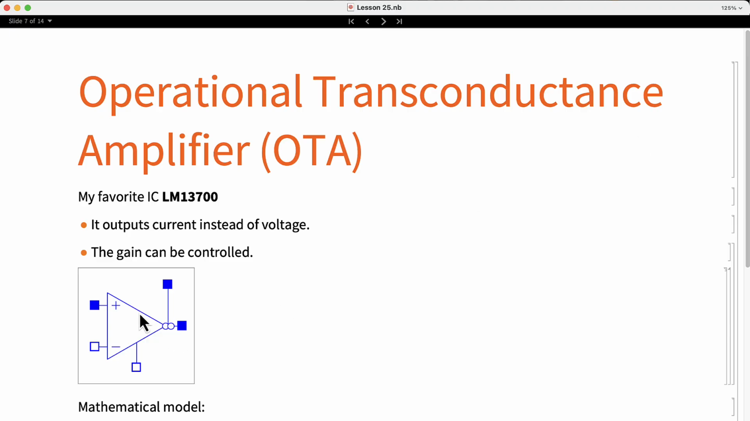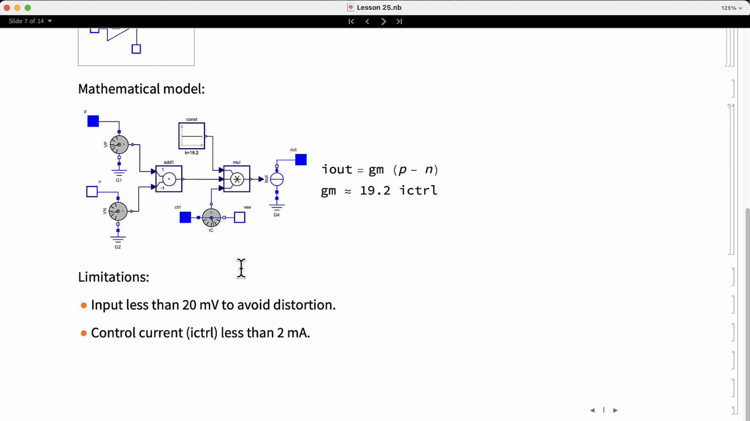Here we can see the symbol of the OTA. It looks like an op-amp, but at the output it has 2 circles and an extra terminal, which is the gain control pin. In the diagram, we can see the basic model of the OTA. This model works as the following equations. The output current of the OTA is the gain GM multiplied by the difference of the inverting and non-inverting voltages. The gain GM is variable and is defined by the formula 19.2 times the control current.